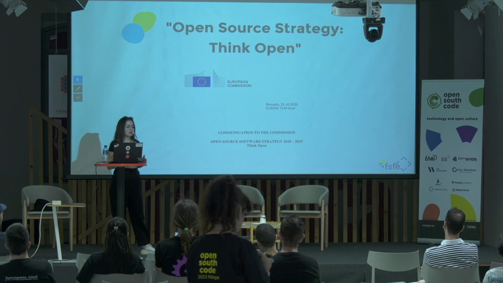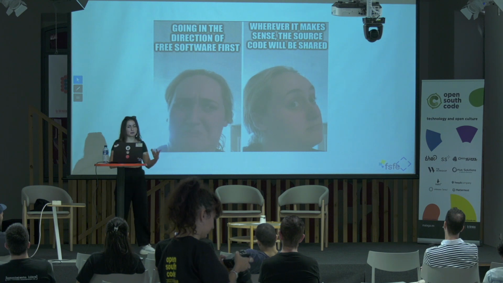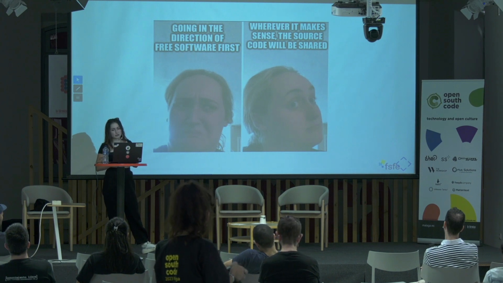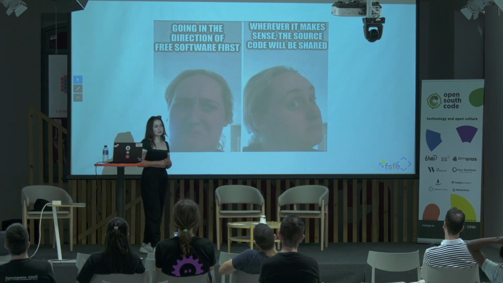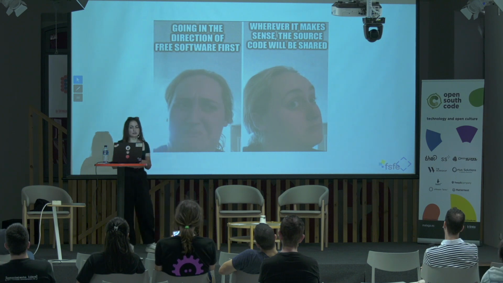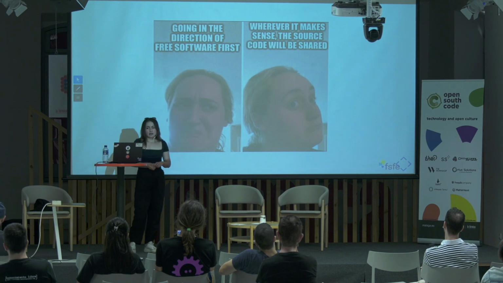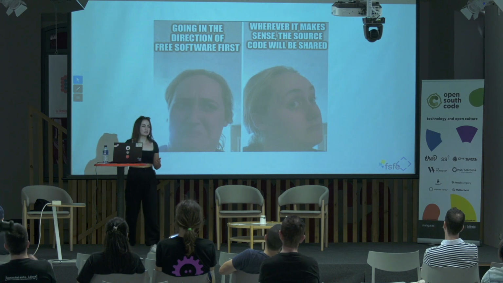So the text is a little bit ambiguous, and I'm going to give some examples. For instance, there is a part that says that wherever it makes sense, the Commission will share the source code of its future IT projects. This is something that we criticize, because instead of going in the direction of free software first, they came up with this wording that whenever it makes sense. So we don't know when it makes sense and to whom it makes sense. This is what we mean by being ambiguous and not being clear enough to be a strategy.